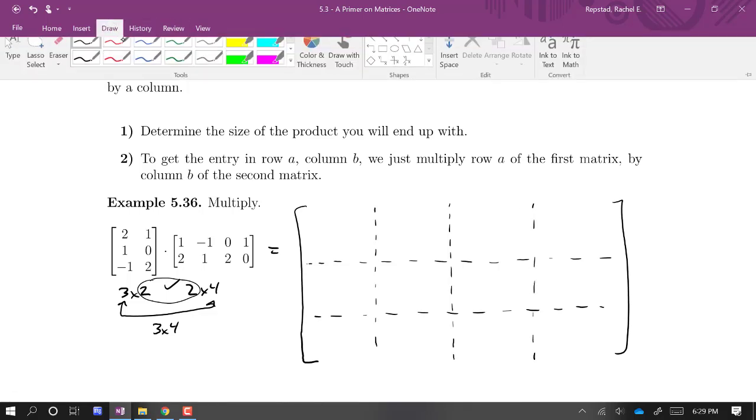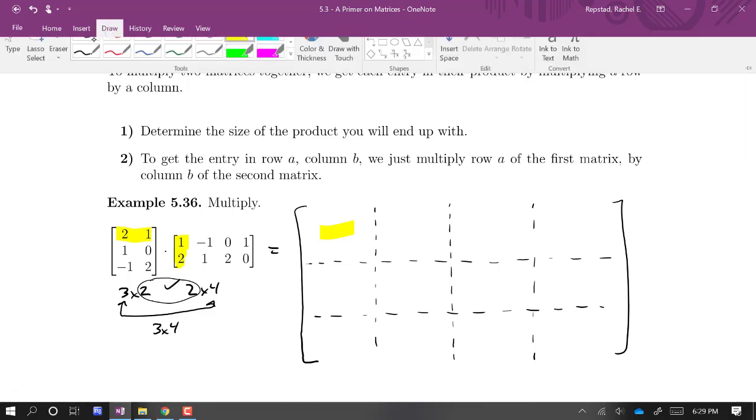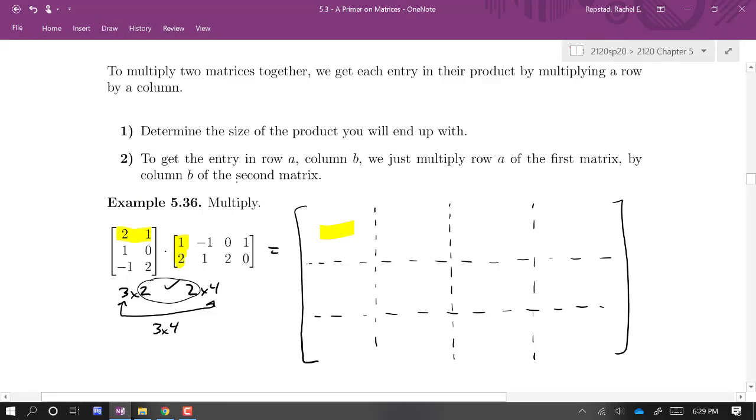Okay, now I'm just going to start and say I want the entry in that first row, first column of this product matrix. To get that, I'm going to multiply the first row in the matrix on the left by the first column in the matrix on the right. So we're going to go through that row by column process. That will be 2 times 1 plus 1 times 2.